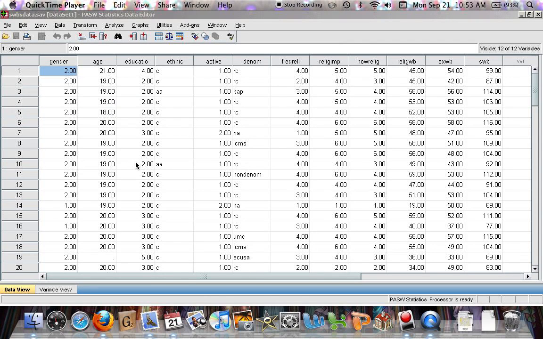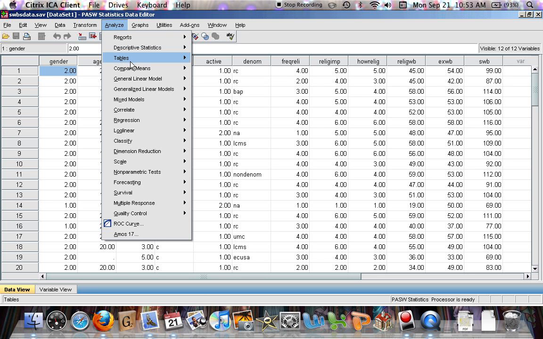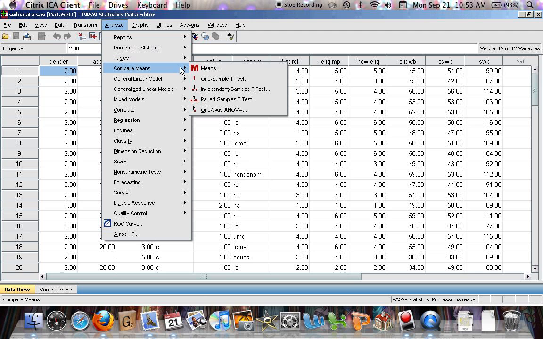The first kind of t-test that we will use is called the single sample t-test, and the single sample test is to compare your sample basically to an established norm. And so you're not comparing two different samples, but you're comparing one sample with a criterion number. And with all of our t-tests, we go to the Analyze menu and compare means. And then here we want the one sample t-test.